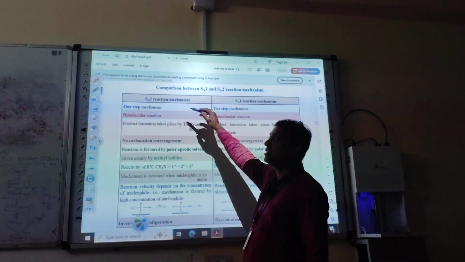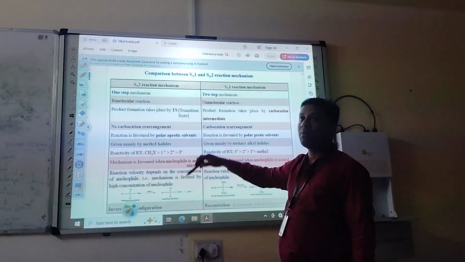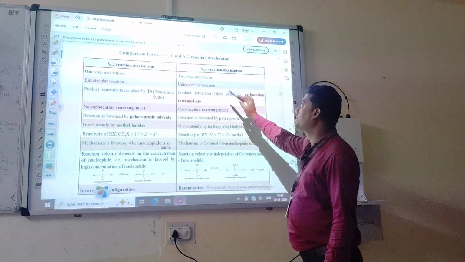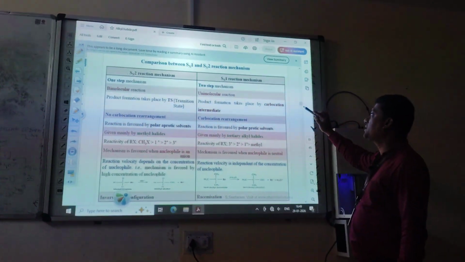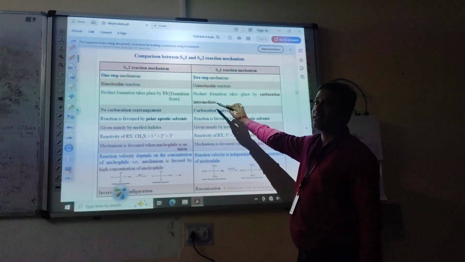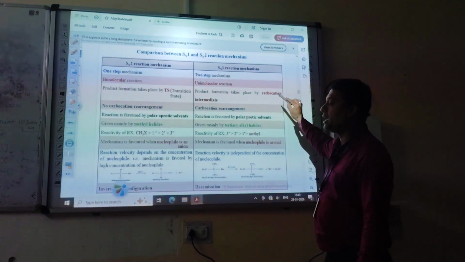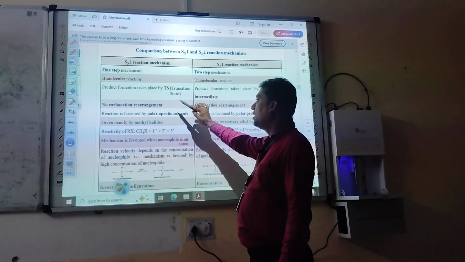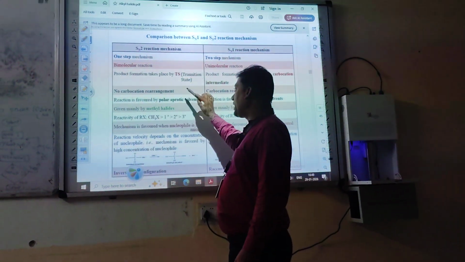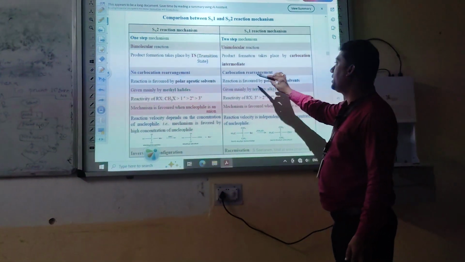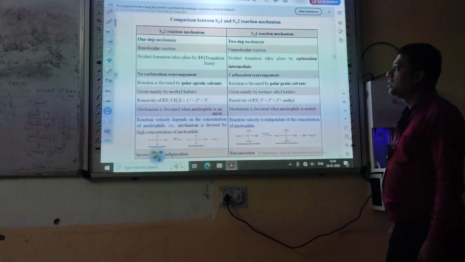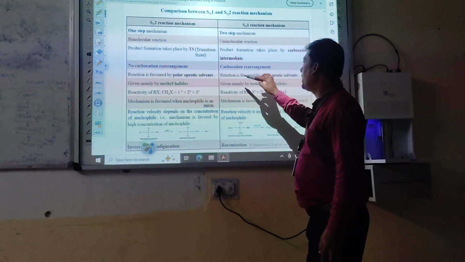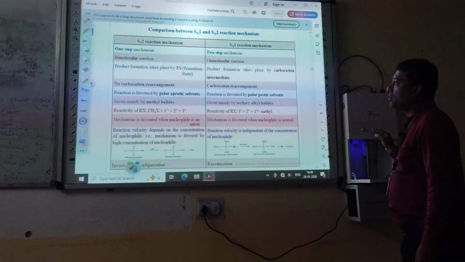In SN2, the transition state involves old bond breaking and new bond formation, whereas in the SN1 reaction the product formation takes place by a carbocation intermediate. Then there is no carbocation rearrangement in the SN2 reaction, but in SN1 carbocation rearrangement occurs. The SN2 reaction is favored by polar aprotic solvents, while the SN1 reaction is favored by polar protic solvents.